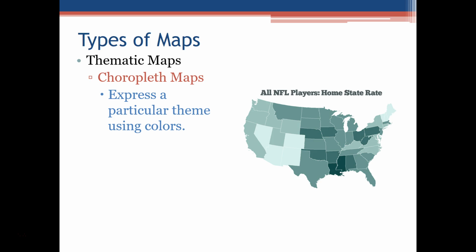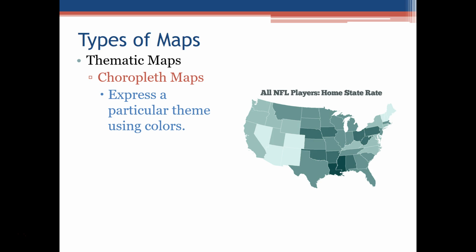Now the next one. Okay, this gets a little more difficult. Thematic maps are broken down into multiple subcategories. The first one is called a choropleth map. Now choropleth kind of sounds like chloroplast, right, from science. This expresses a theme or an idea by using colors. You look at this map on the right, all NFL players' home state rates. This map's a couple years old, but it's probably still relatively accurate. Without even having a key, you can see that Louisiana and Mississippi probably have a higher rate of NFL players that come from those states. That's percentage wise, so that's easy, right? Choropleth maps use colors. They don't all have to be the same color. It can be different colors.